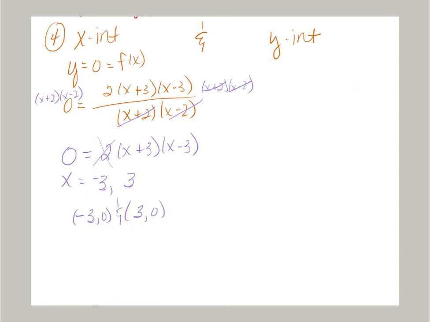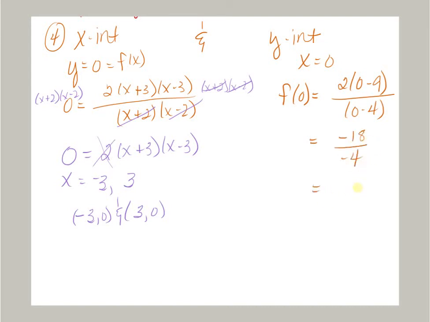Okay. Y-intercepts. Let's talk about y-intercepts. Y-intercepts happen where x is 0 because they all lie on the y-axis, and the only thing that they all have in common is that x is 0. So I take f of 0, and I find 2 times 0 minus 9 over 0 minus 4, and that gives me -18 over -4, or positive 9/2, about 4.5, right? Actually, exactly 4.5. So my y-intercept is (0, 4.5).